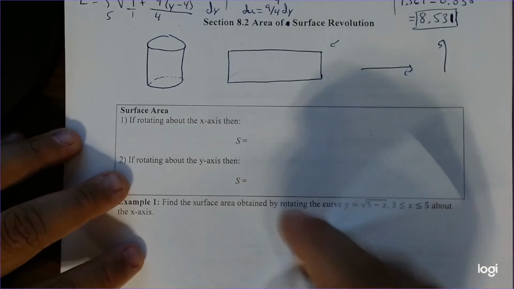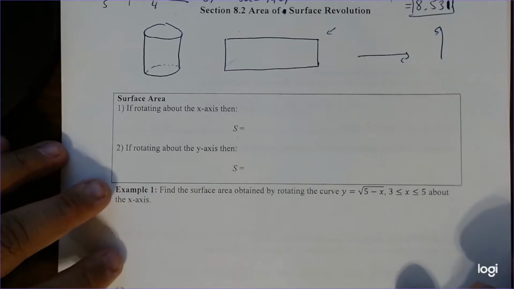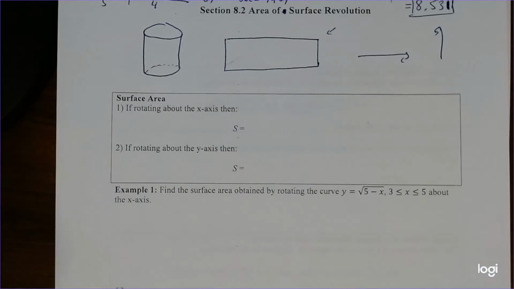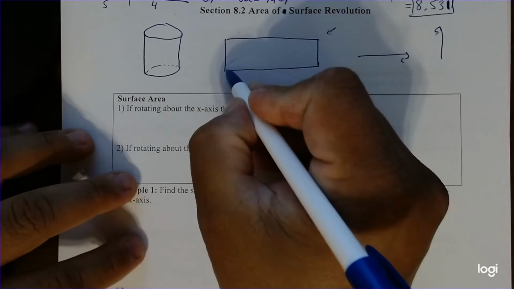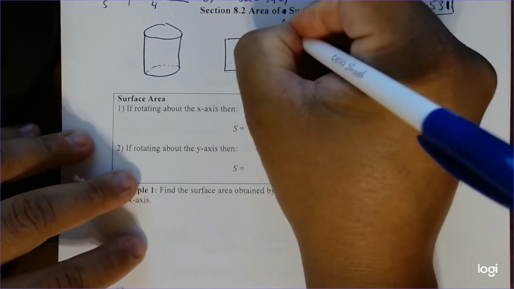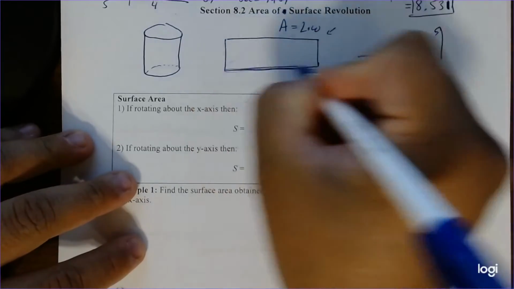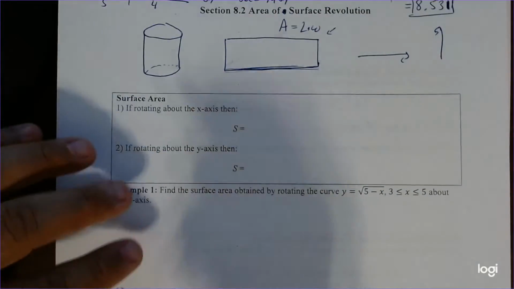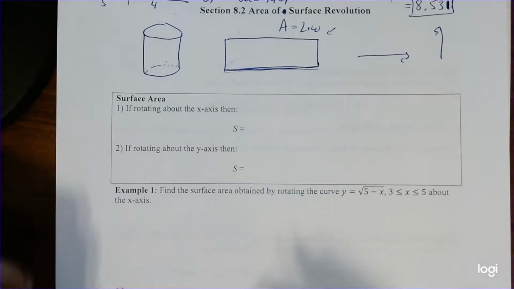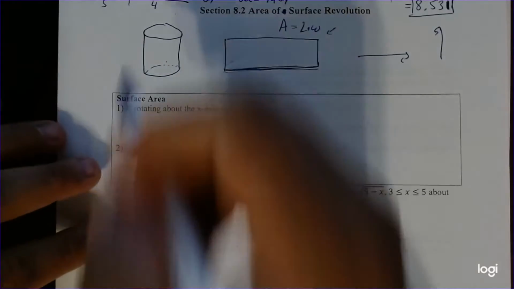Now the good thing is this section follows up from the last one, finding arc length, because believe it or not, finding the surface area is associated with finding the arc length. Remember, if this is just a rectangle, the area of a rectangle is length times width. Well, what is this portion? That's the arc length from one point to the other point. That's what you figure out here.